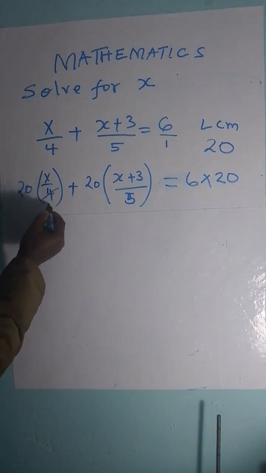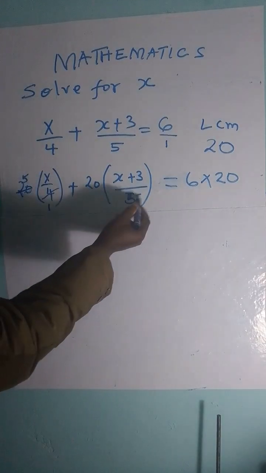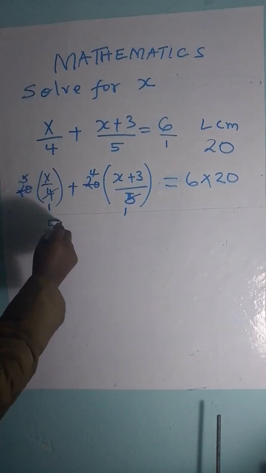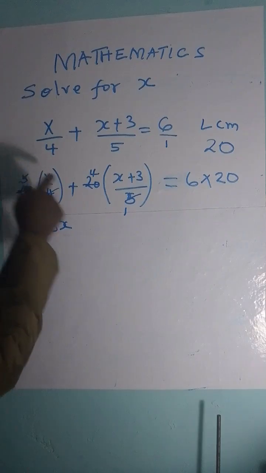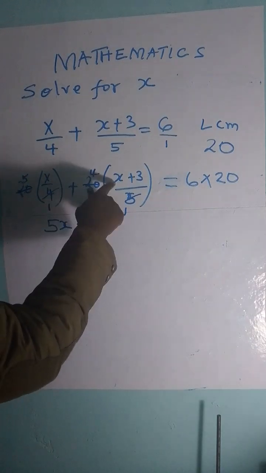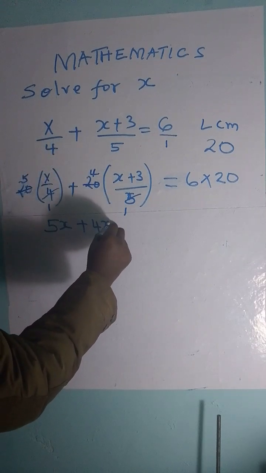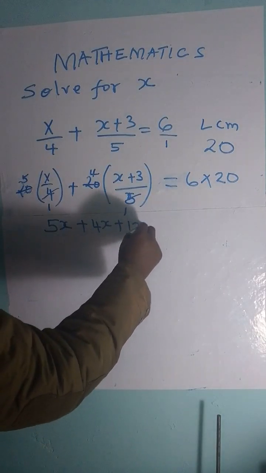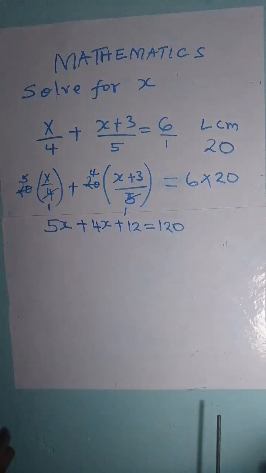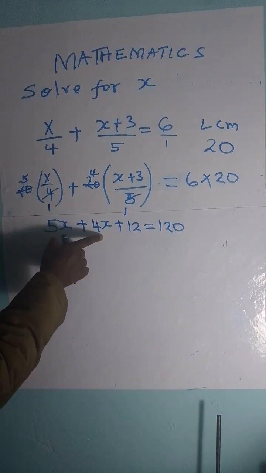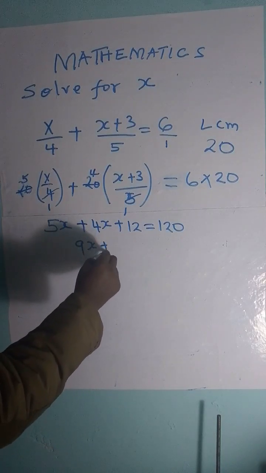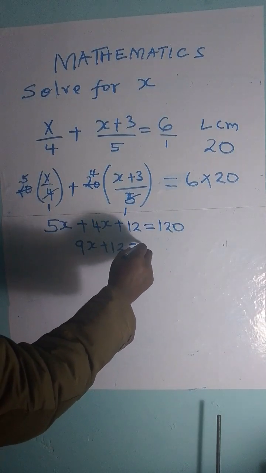Now you cancel this one here, with 5. This one here, with 4. So 4 times x, it is 5x. 5 times x, 5x, plus 4 times x, 4x, plus 4 times 3, 12, is equal to 120. Bring those terms that are alike together. This plus this is 9x plus 12 is equal to 120.